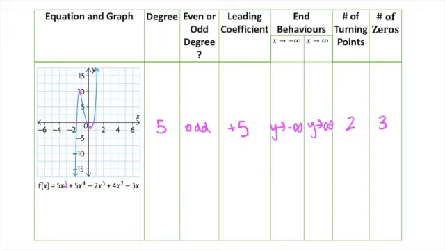So that's just an example where the degree 5 doesn't necessarily match up with the maximum of 1 less than the degree for turning points, but it can be anything under that.